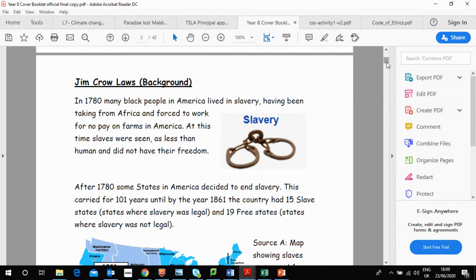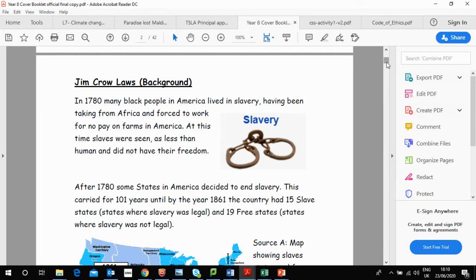So in 1780, many black people lived in America in slavery. They came over from Africa and were forced to work for no pay on farms in America. At this time, slaves were seen as less than human and did not have their freedom. So the important thing to understand is that slaves were not seen as human. They were seen as like animals. Okay, that they weren't worth even paying or housing or feeding or clothing them. Okay, they were just treated absolutely appallingly.